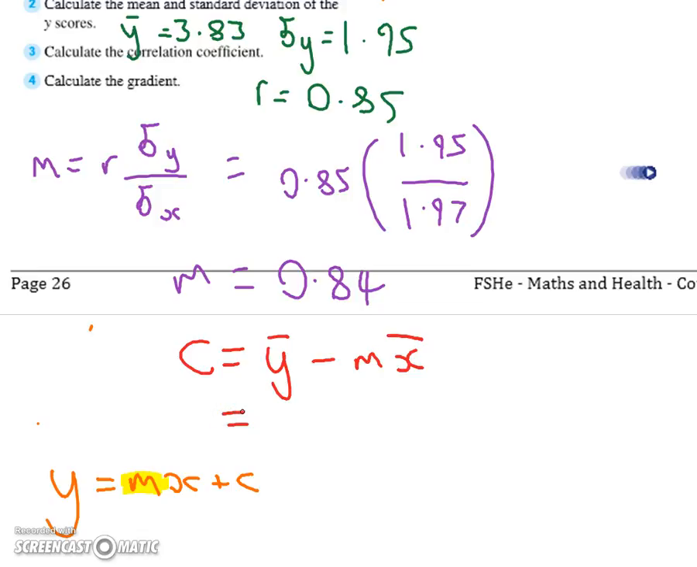We've already written down the formula. We've already written down what we know. What are we going to do now? Substitute. I sound like a broken record. All right, what's the mean of y? 3.83. Minus, what's m? 0.84. Times, what's the mean of x? 3.67.